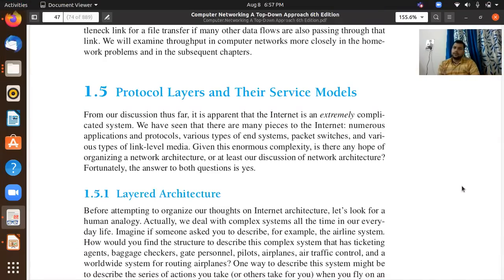Here we will understand the protocol layering architecture and the service model it uses in its design principle.